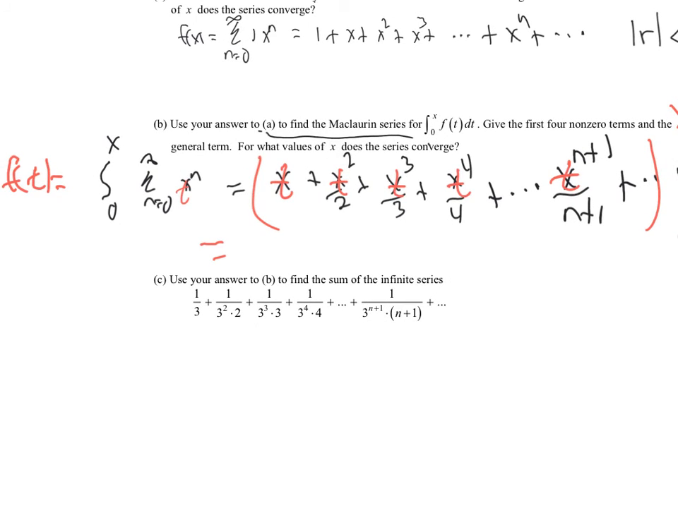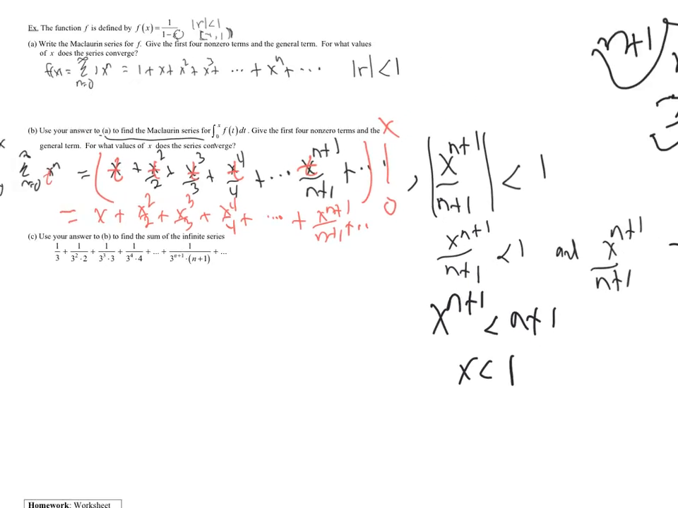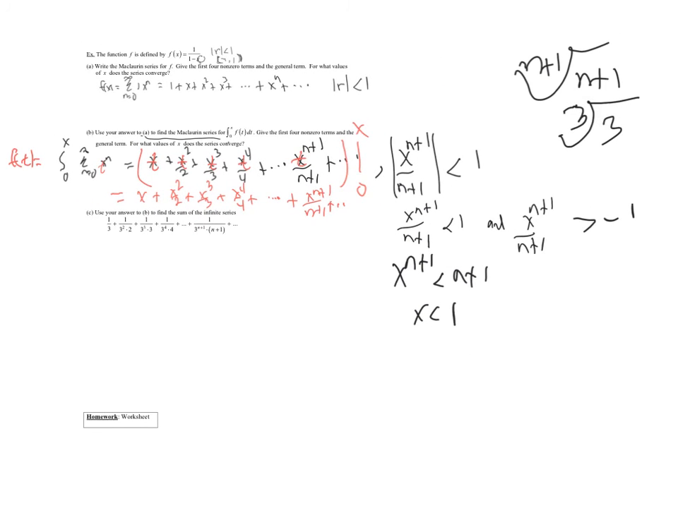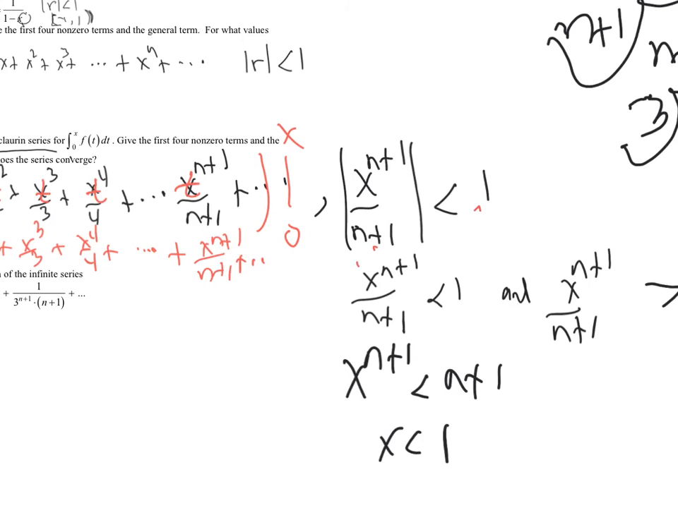Anyway, when I integrated, oh, that was the integral. I got x plus x squared over 2 plus x cubed over 3 plus x to the 4 over 4 plus x to the n plus 1 over n plus 1. I was trying to do the interval, but I'm going to erase that. This is true. This is true.